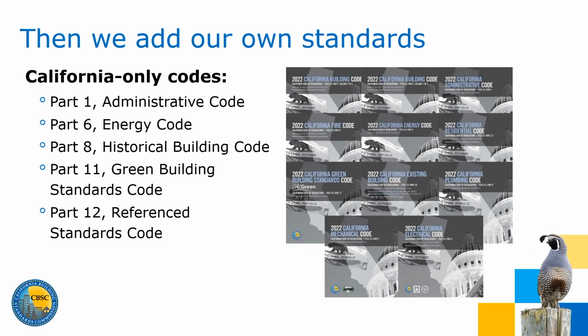Part 12 contains various reference standards that are not referenced in the model codes, but adopted by state agencies and referenced throughout other parts of Title 24. As you may notice, Part 7 is missing. This part used to be Elevator Safety Code, but was removed from Title 24 a number of cycles ago.